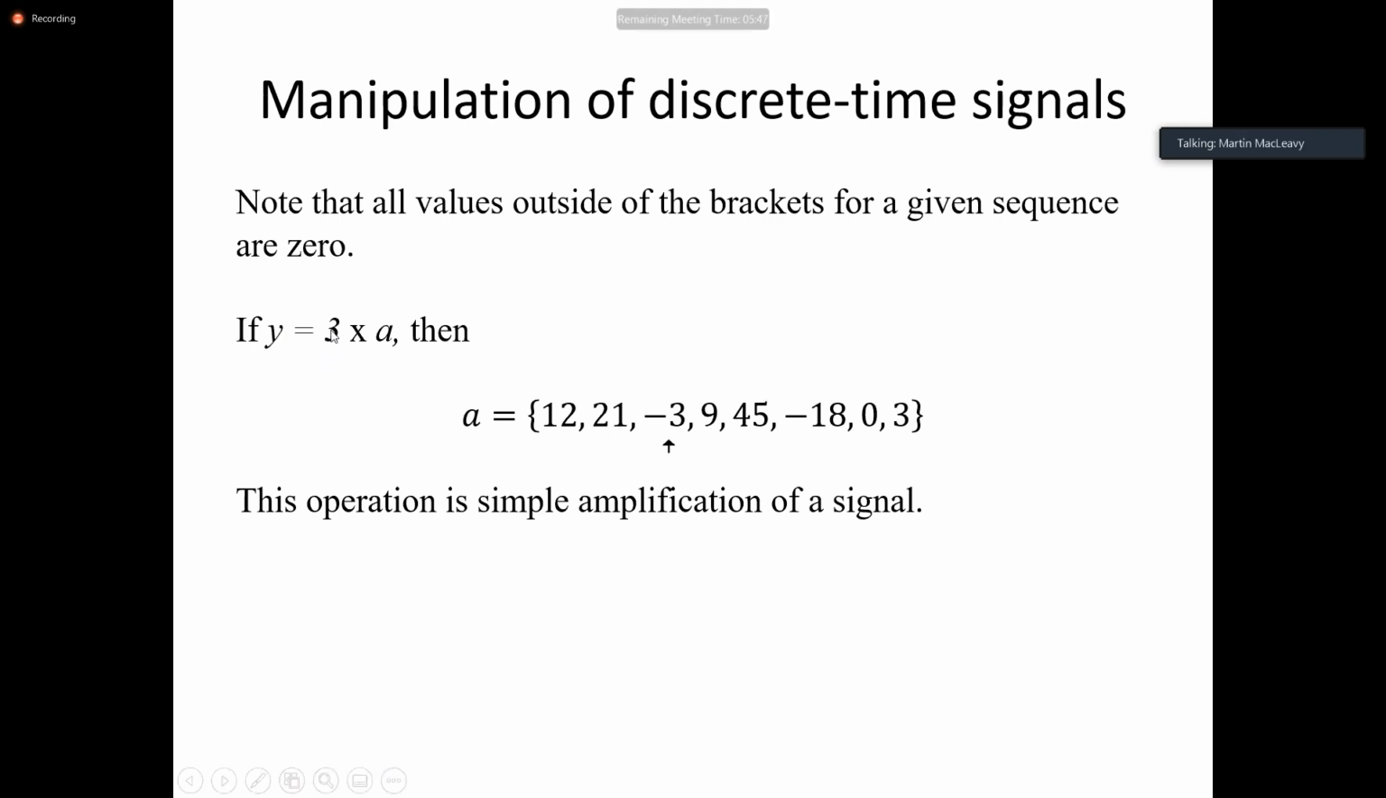Say straight 3 times a, you would just put it in and get your answer like this. But what about where you wanted to multiply 2 sequences which have different lengths, for example? So in that case now you have to do what is called a dot product in MATLAB.